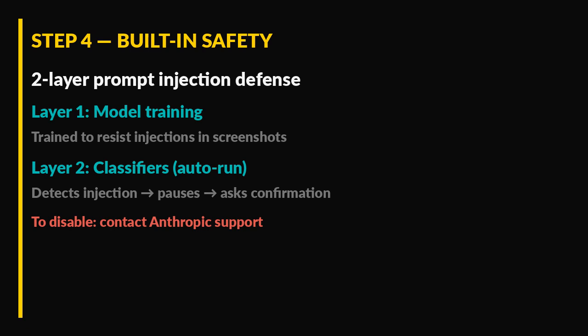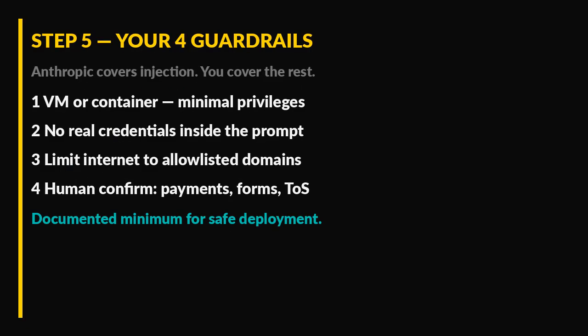Step 5. The 4 guardrails you must implement yourself. The safety layer Anthropic built only covers prompt injection. The other risks are yours to manage. The docs are explicit on 4 required practices. First, use a virtual machine or container with minimal privileges. This limits blast radius if something goes wrong. Second, do not give the model access to sensitive data, like passwords or financial credentials inside the prompt. If you must authenticate, use isolated credential managers inside the container.